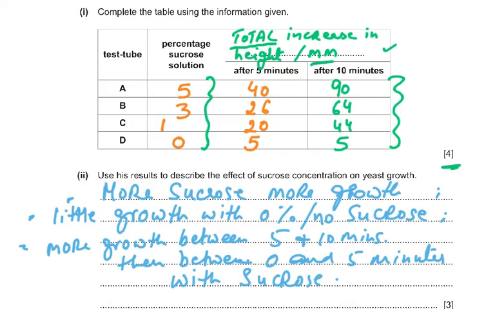So the points were, number 1 was this 1 mark, more sucrose, more growth. The second point was little growth with 0% or no sucrose, and more growth was between 5 and 10 minutes than between 0 and 5 minutes. So between 5 and 10 minutes there was more growth, and between 0 and 5 there was not so much growth. So there's a very good comparison which you should have brought out as soon as you saw this question.